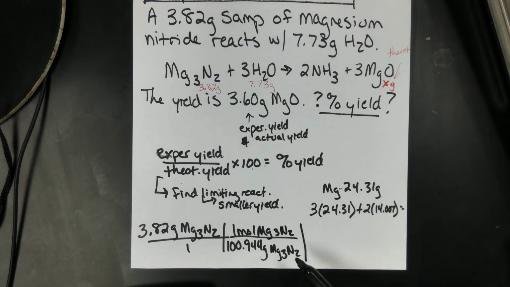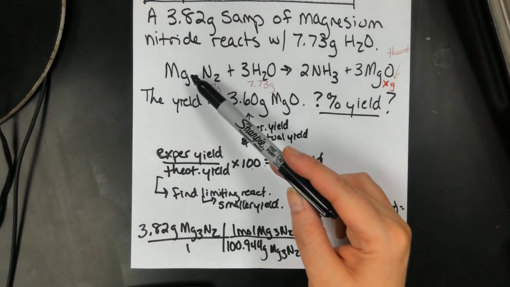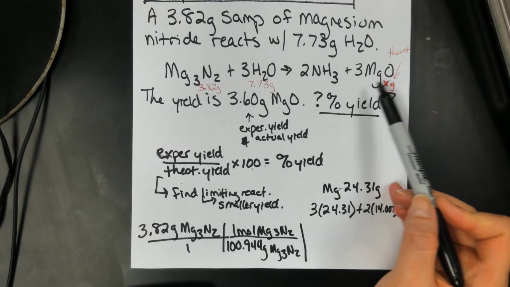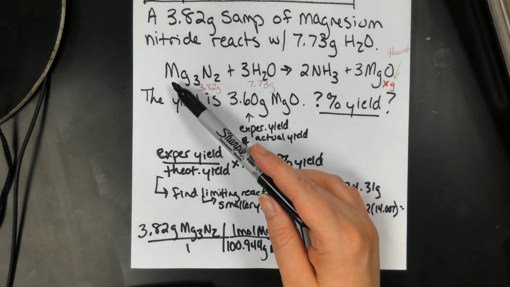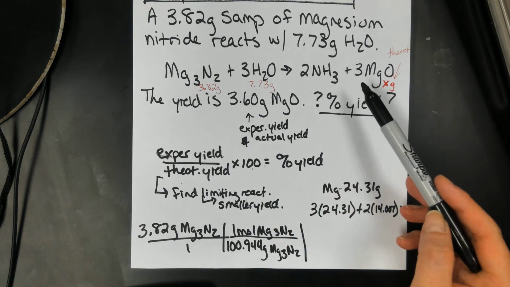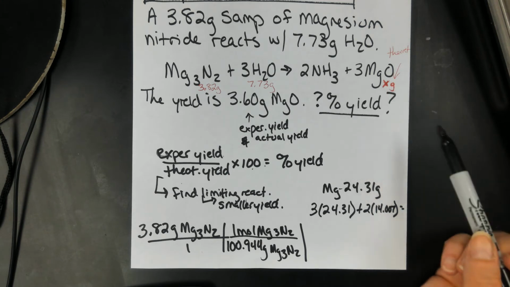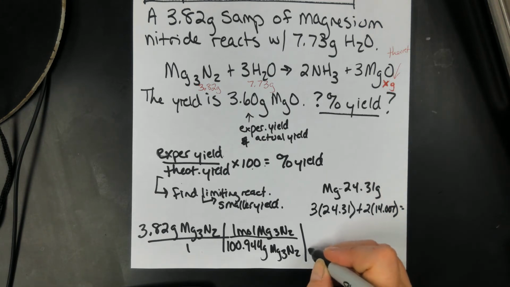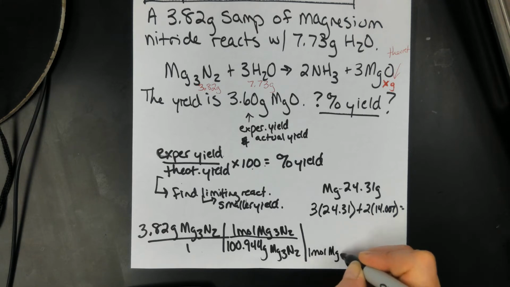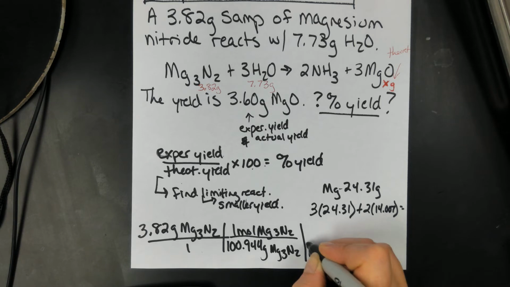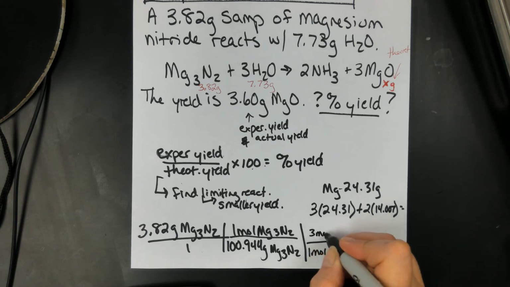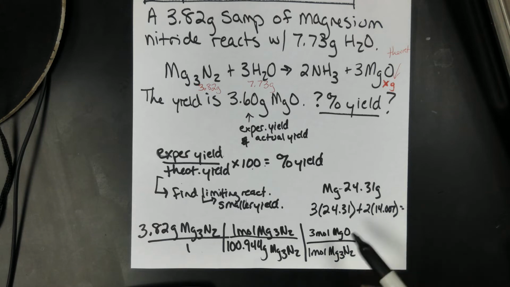Perfect. Now that we're in moles, what can we do? Compare moles to moles. Remember, what we're trying to find is magnesium oxide. So 1 mole of magnesium nitride will give me 3 moles of magnesium oxide. That's the mole to mole ratio that you get from the coefficients. Notice that I'm making sure to position them so that they will cancel out in the end. I put moles of magnesium nitride on the bottom so that it will cancel out with moles of magnesium nitride.